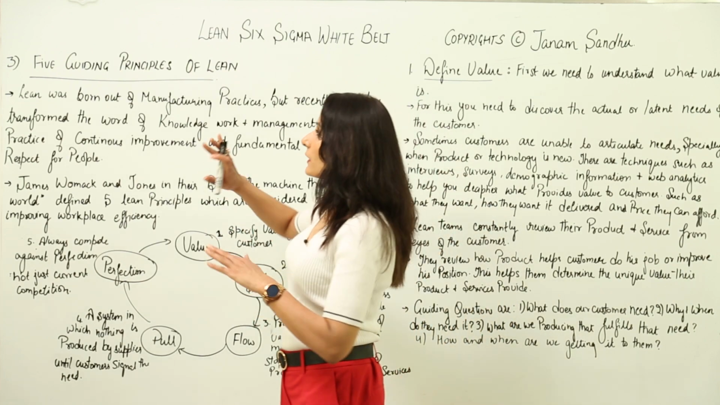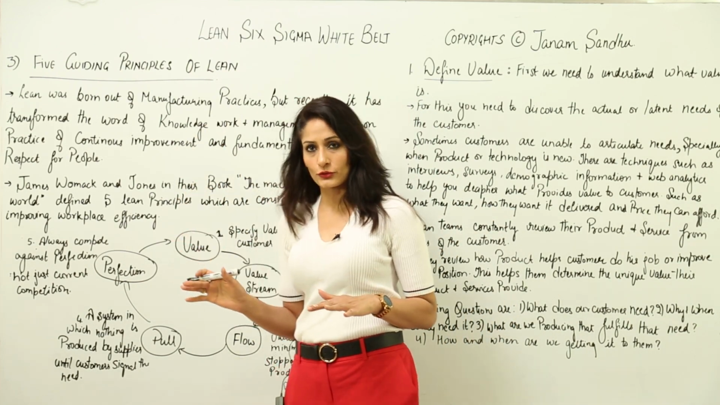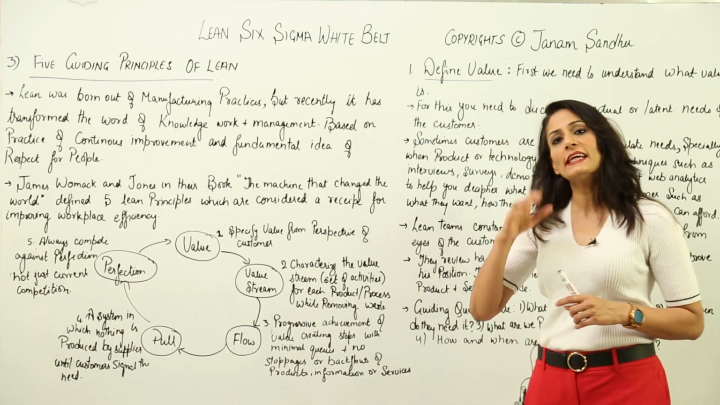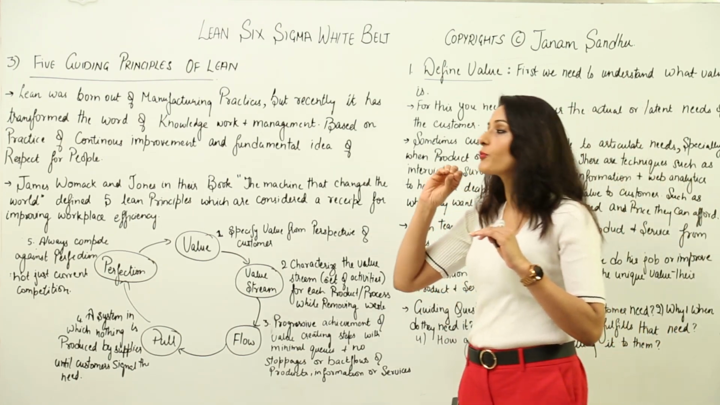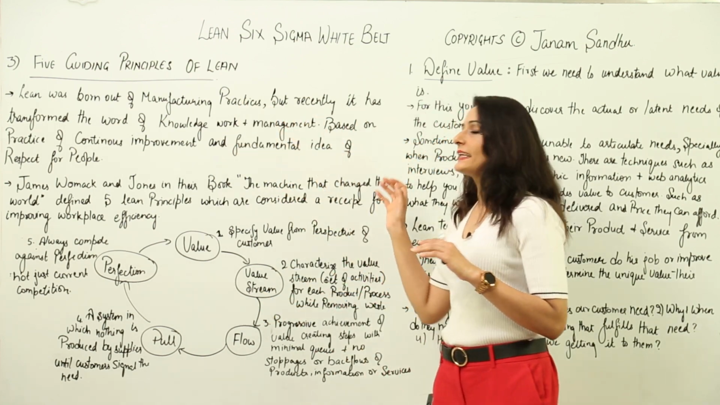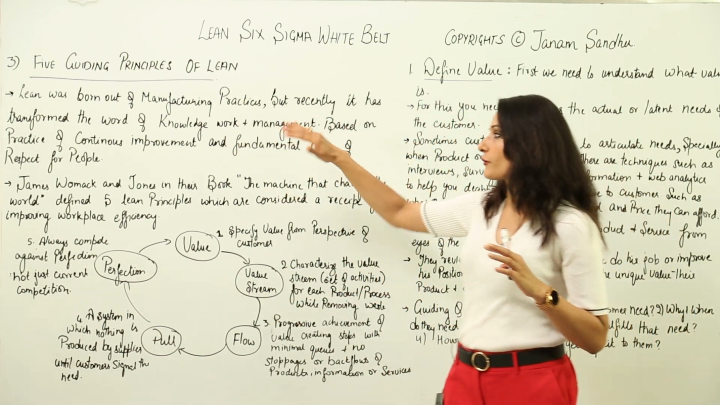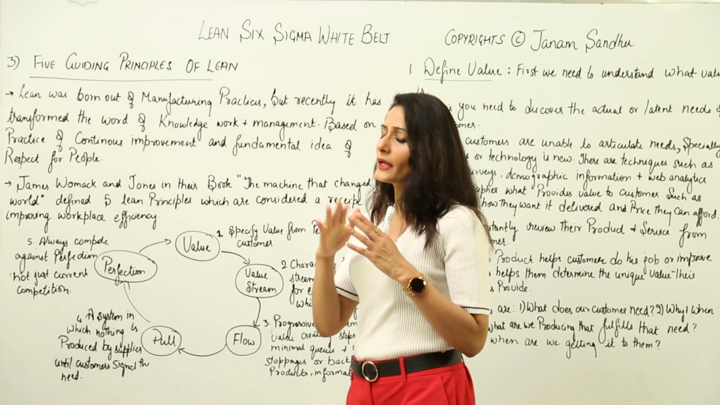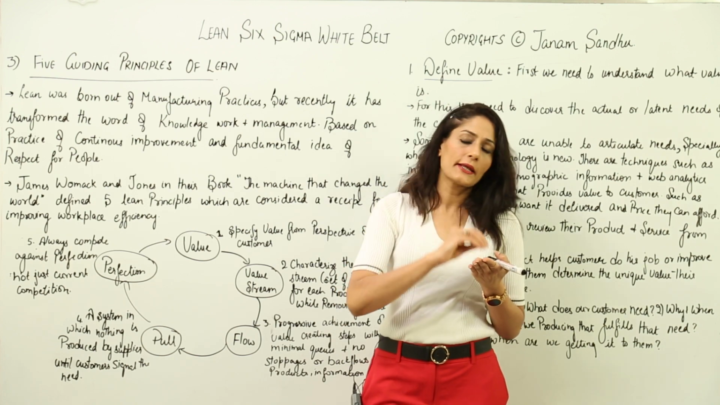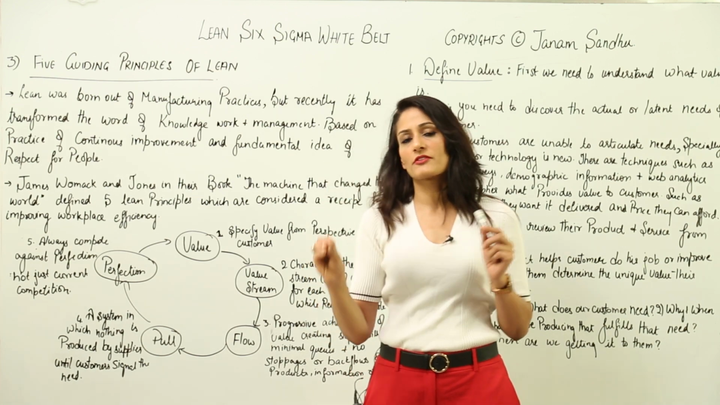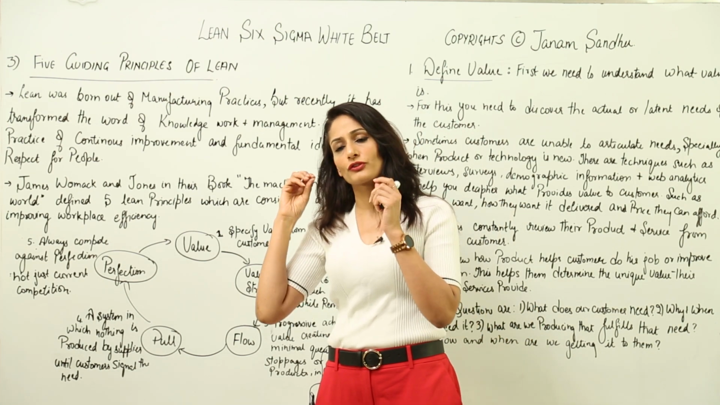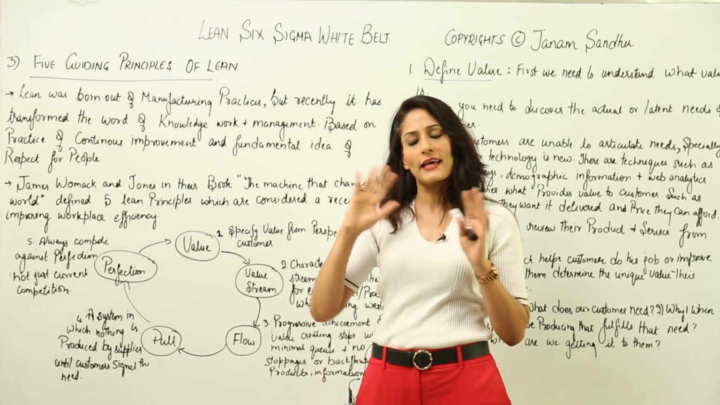Let's begin with the third topic of our section 2, that is the 5 guiding principles of lean. So lean, if you think about lean, it was born out of manufacturing practices, but recently it has transformed the world of knowledge work and management, and you can apply lean to any activity or any process or any kind of business. I have already told you, you can apply it to hospitality, manufacturing, to office spaces, anywhere, right?